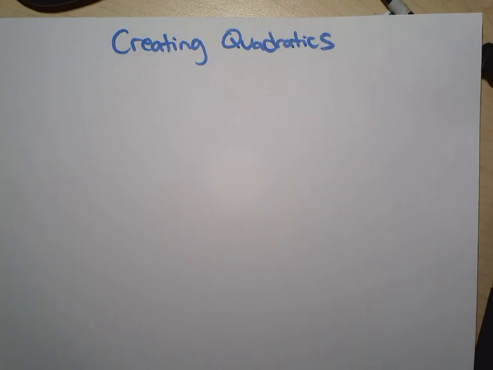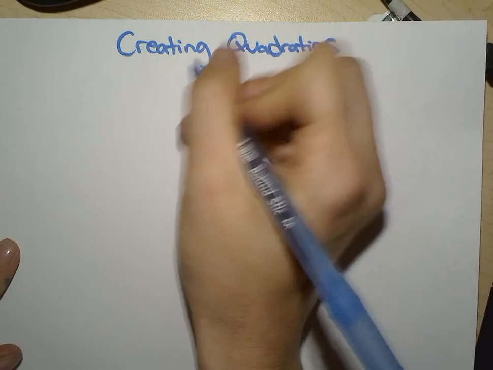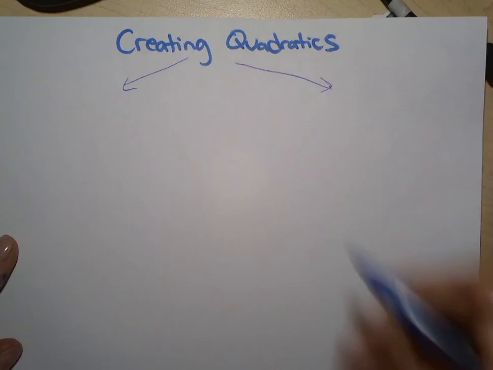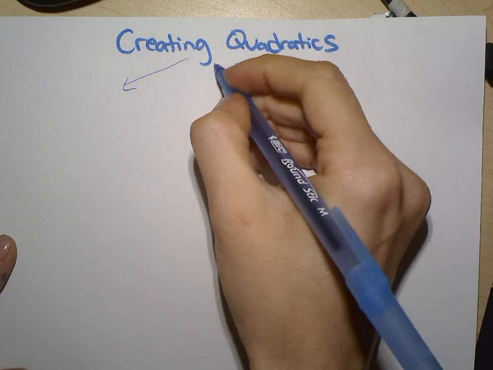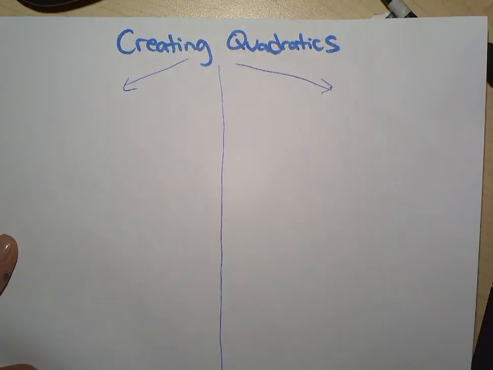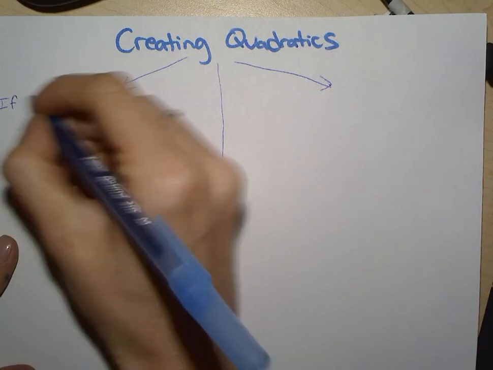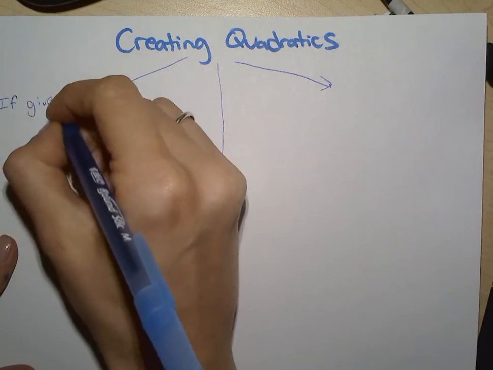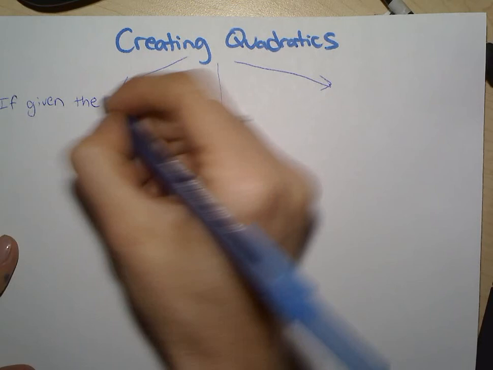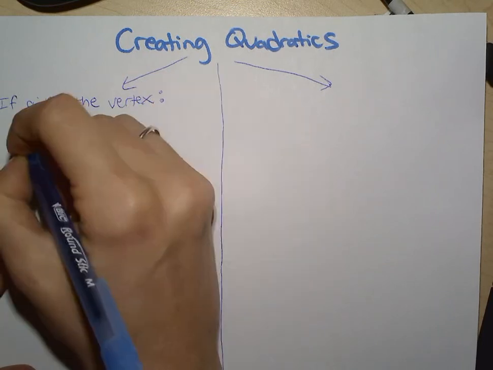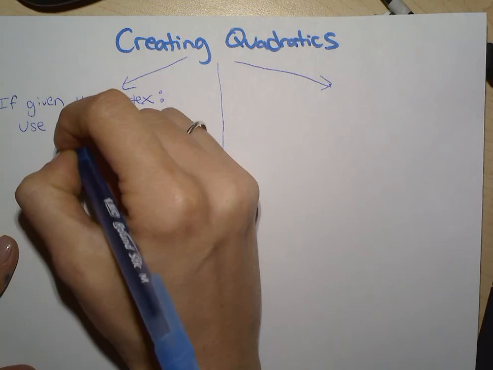Alright, so there's going to be two types of problems. If you want to draw a line down the middle of the paper, the first one is if given the vertex, use vertex form. That makes sense.